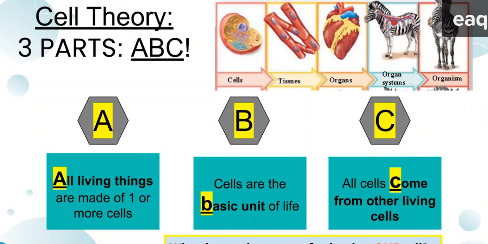The first, that all living things are made of cells. The second, that cells are the basic unit of life. And the third, that all cells come from other cells. Cells just can't appear out of nowhere. They have to come from other cells.